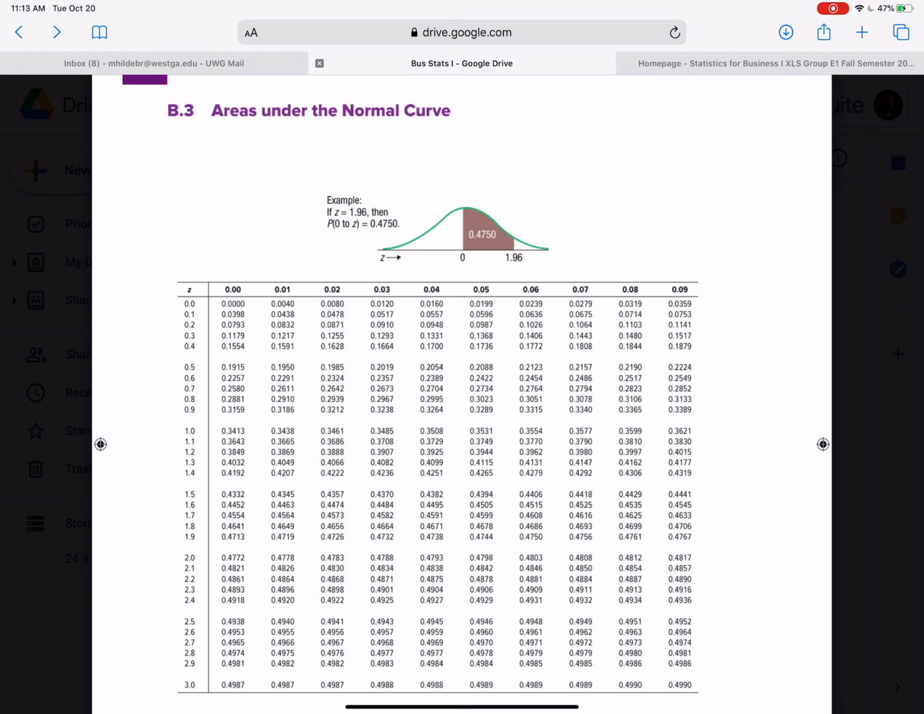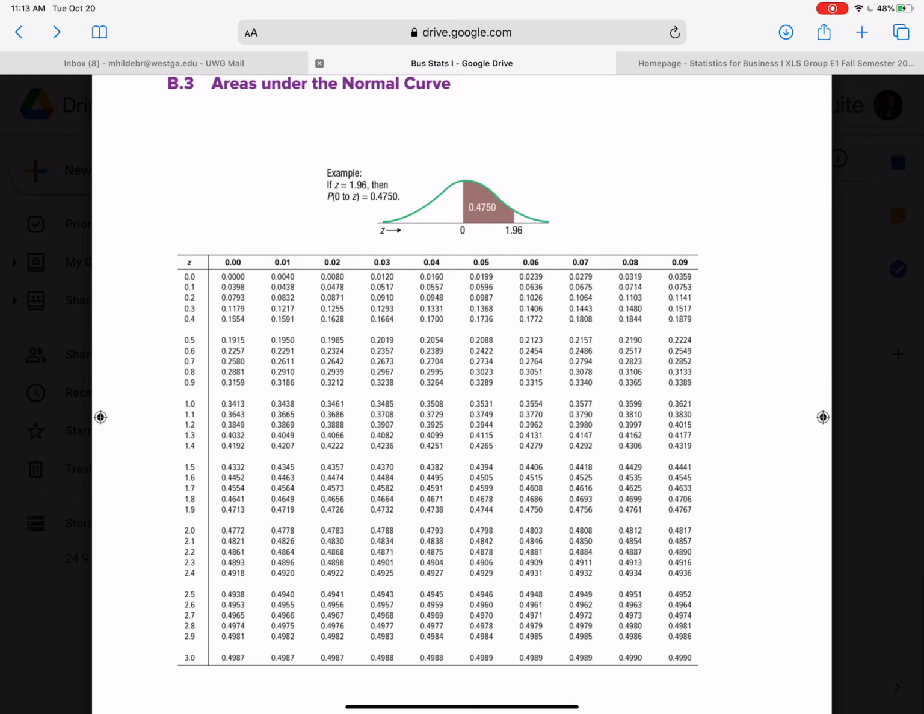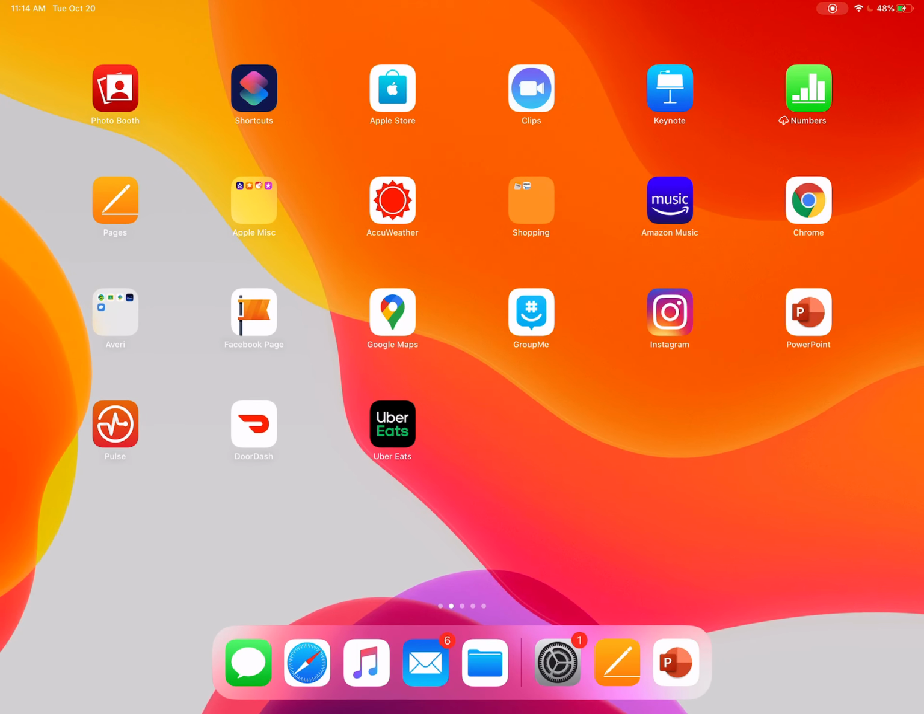So if you use that formula, z equals x minus mean divided by standard deviation, and you get an answer of 1.96, then you use this chart to find the area under the curve that corresponds to a z-value of 1.96. To do that, you first go down this first column where you see your z's to 1.9. When you get there, you go all the way over until you get to 0.6, and you should see the answer there is 0.475. So that's the area under the curve for that z.